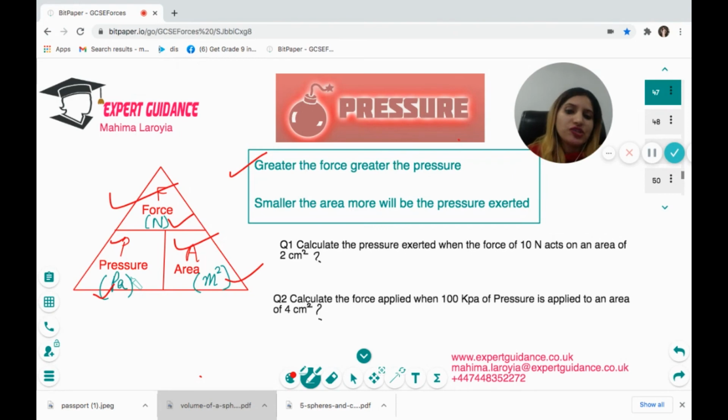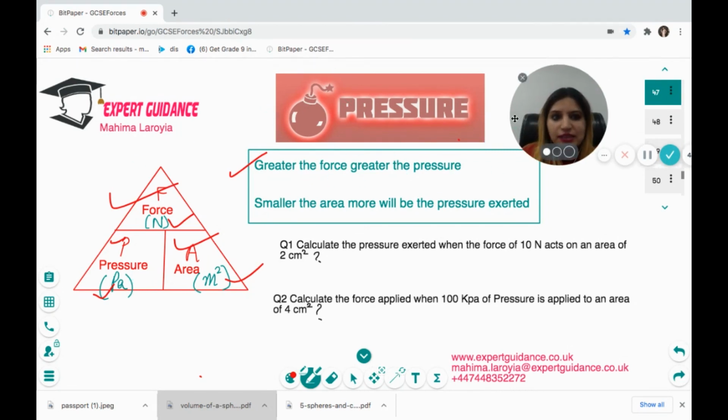Okay, now let us look at two examples. In the first question, they have given you a force of 10 newtons and an area of 2 centimeters squared and ask you to find the pressure. And in the second question, they have given you a pressure of 100 kilopascals and an area of 4 centimeters squared and ask you to find the force. Now you can try these questions, pause this video and take care of the units here. The area is given in centimeters and you need to convert it into meters.